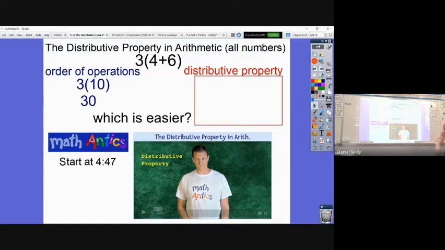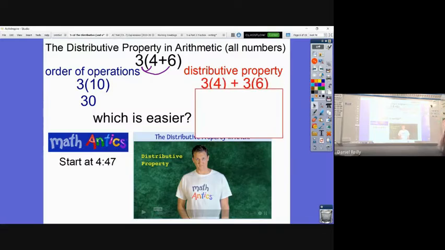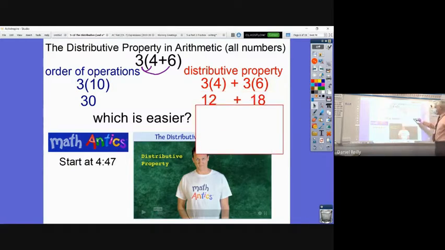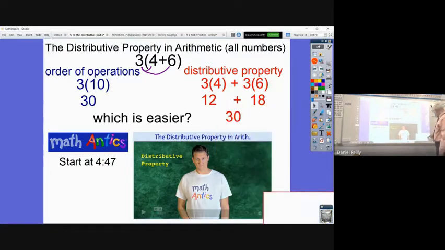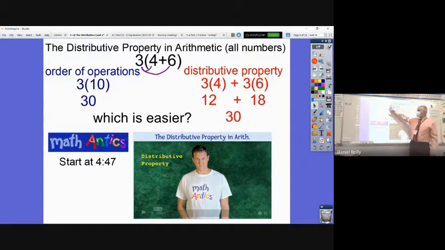That's pretty simple. How would I do this with the distributive property? With the distributive property, I'm going to multiply each thing inside the parentheses by the number that's outside the parentheses. So that gives me 3 times 4 plus 3 times 6. Distributing the 3 multiplication to everything inside the parentheses, which is 12 plus 18, which is 30. Which one of these is easier? The order of operations is easier in this problem, all right?